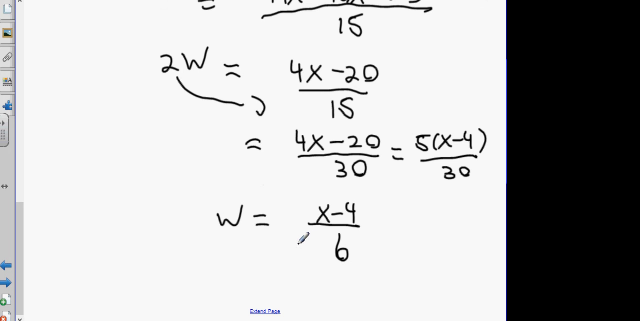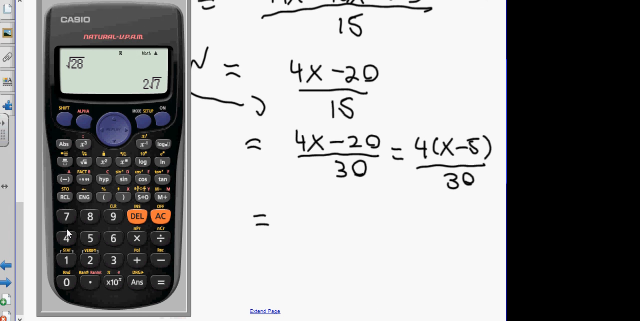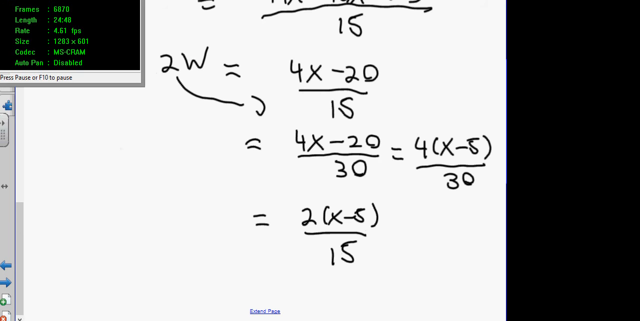How can you take out 5? Oh wait. Jeez, now I'm really on a roll. Sorry guys, I was right the first time. 4 into x minus 5. 4 divided by 30. In your calculator, 4 divided by 30, 2 over 15. So it's 2 multiplied by x minus 5 over 15. That's your width. Okay guys.